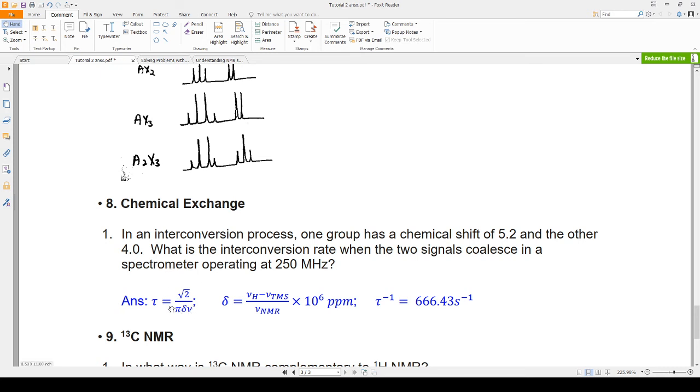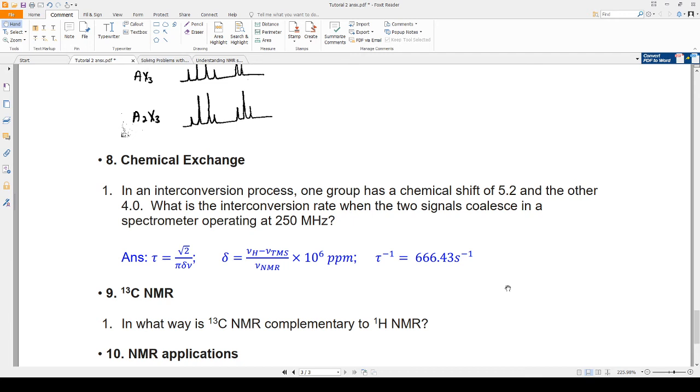Once you get the difference, you're only solving for the time, but the question was the interconversion rate. So rate is 1 over tau, or the reciprocal of tau, tau to the power of minus 1, that gives you this value.